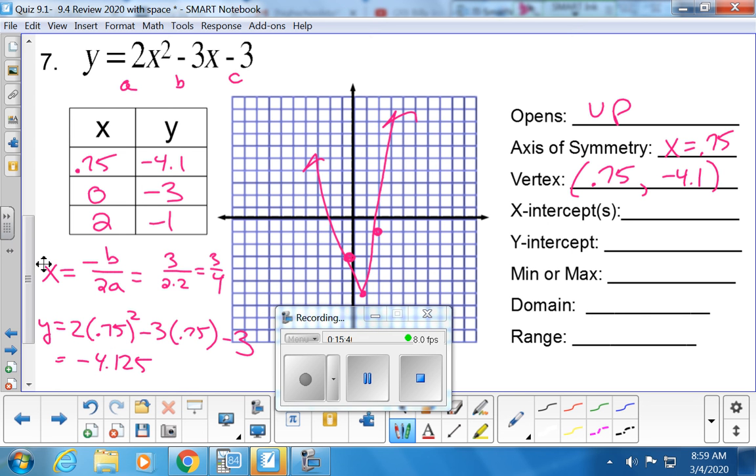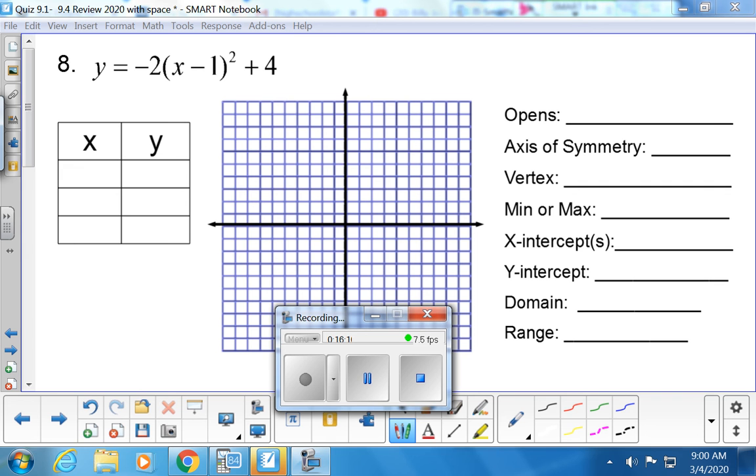Intercepts, we're just estimating again. How about negative 0.8 and 2.1? The y-intercept I did find on my table, 0, -3. It has a minimum because it opens up. Your domain's negative infinity to infinity, and your range is negative 4.1 to infinity, because it never goes below that minimum point, which is the vertex.